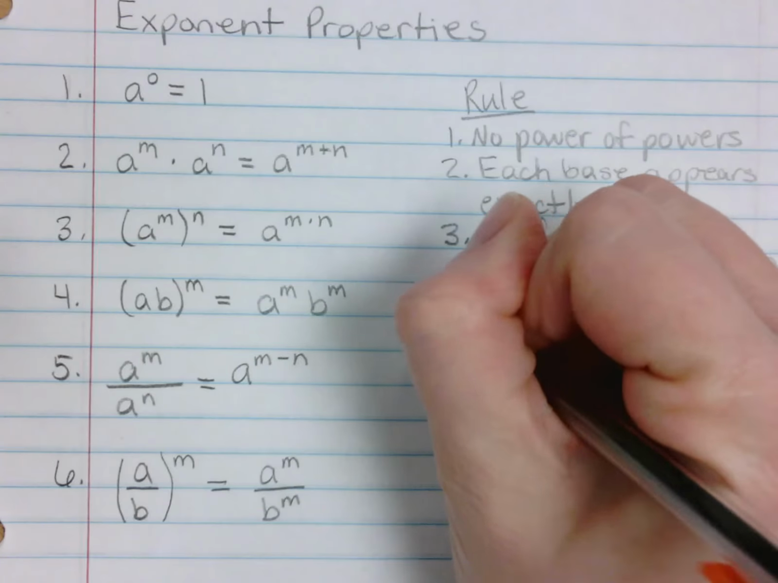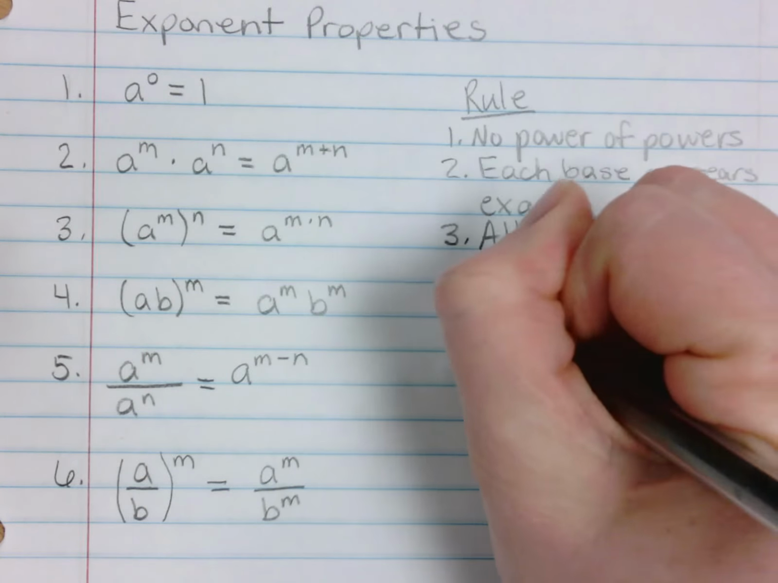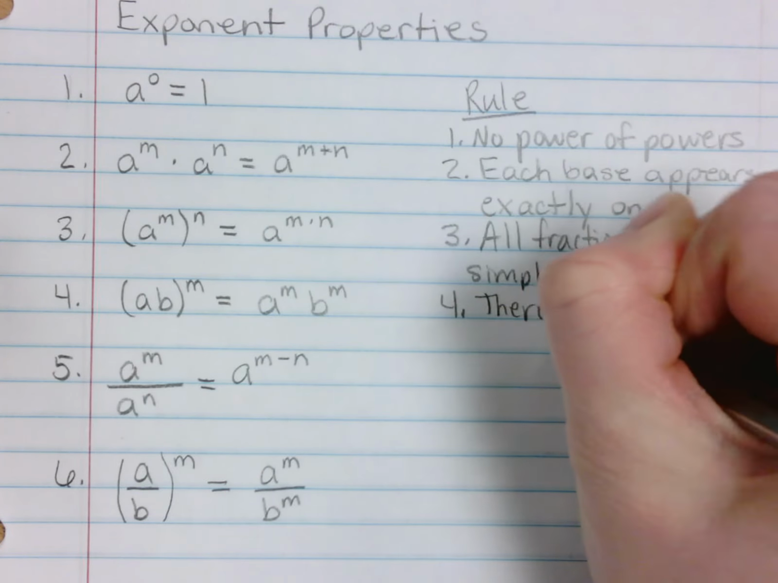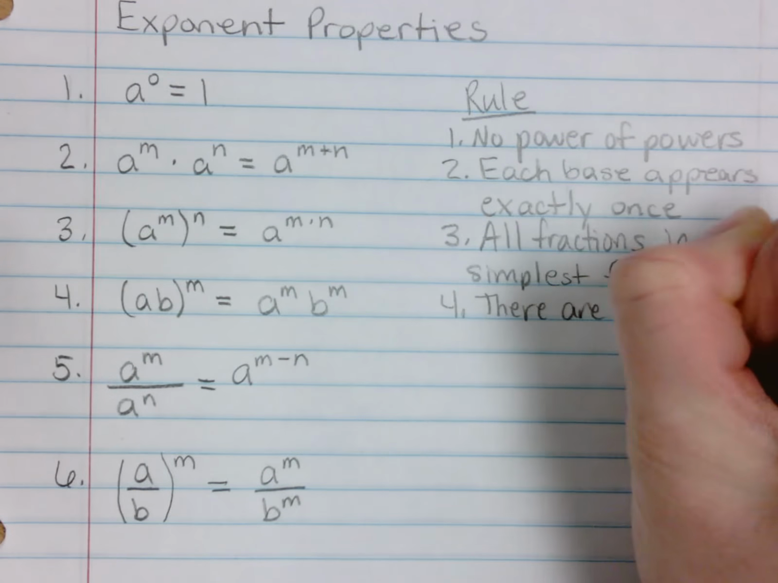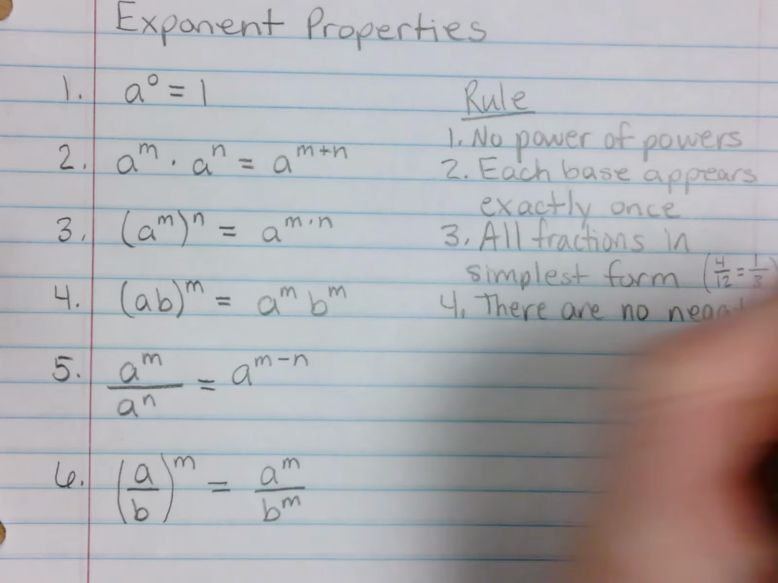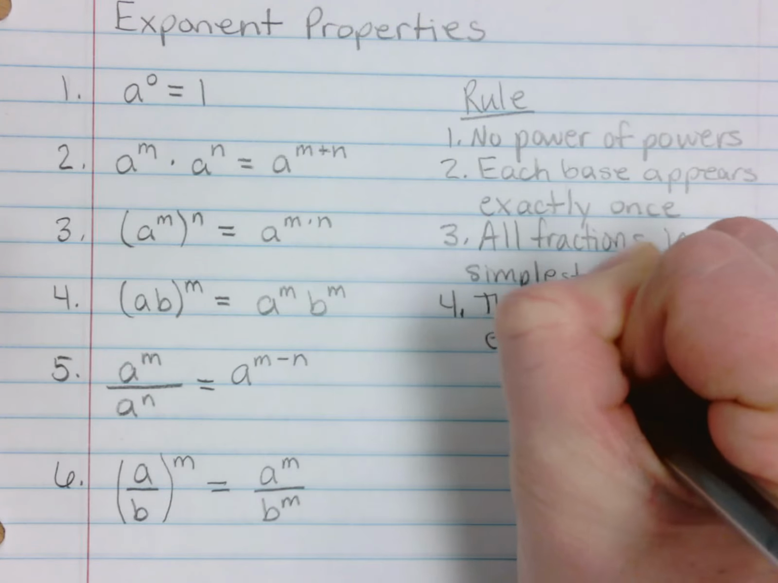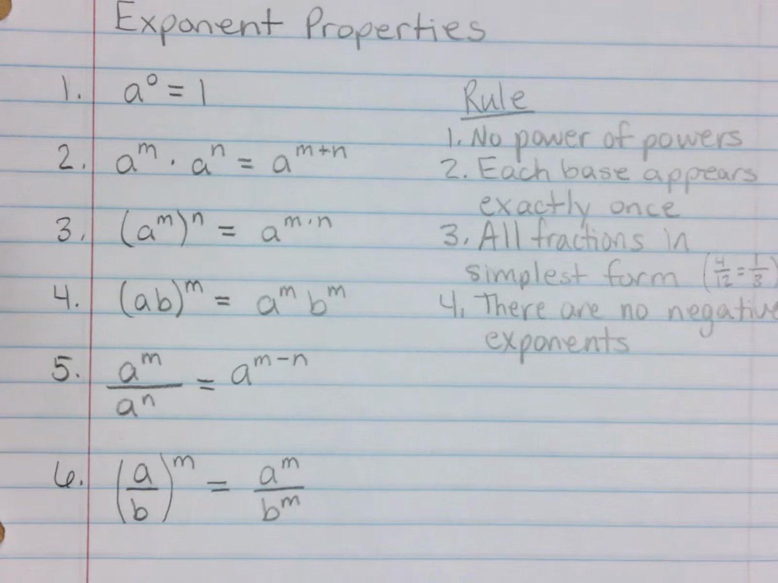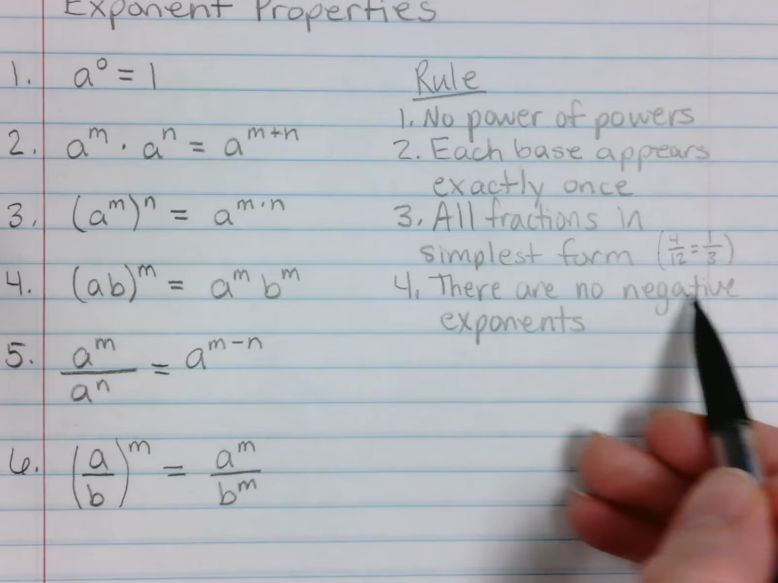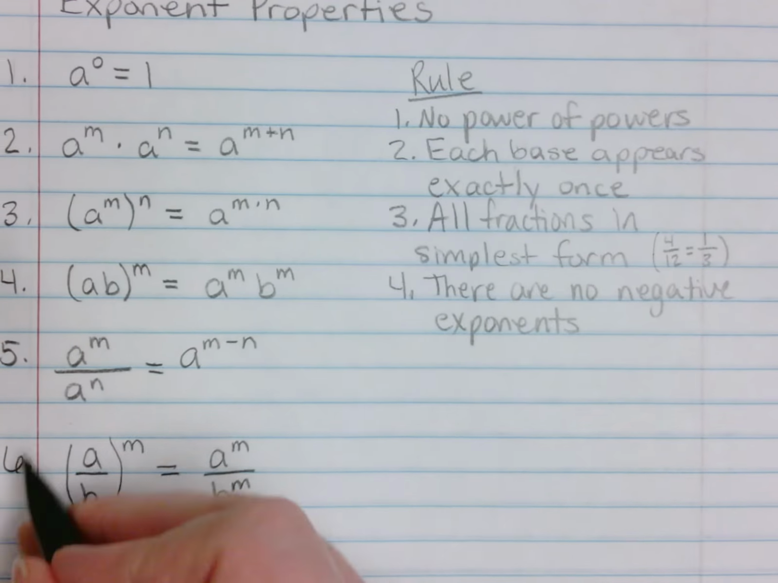And rule number 4 is that there are no negative exponents. So I won't really hold you accountable to the properties for the negative exponents, just so that you'll know what they look like in later lessons or later coursework. In order to take care of that rule, there are 3 more properties.